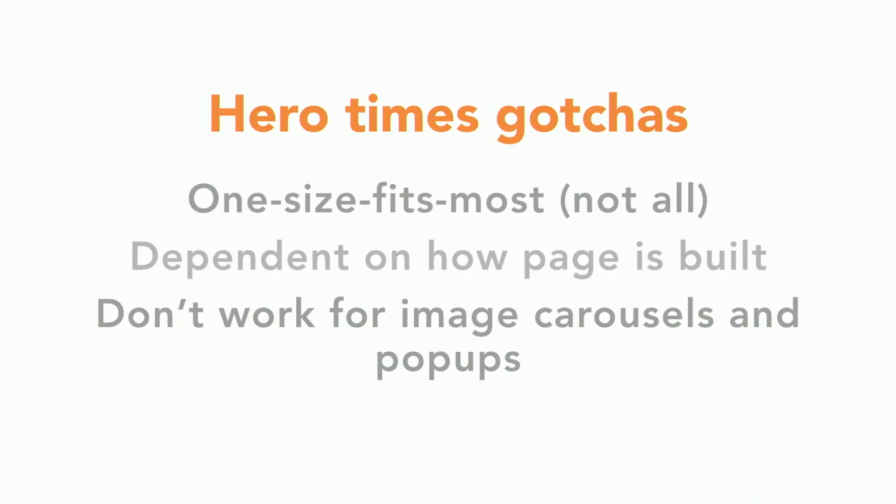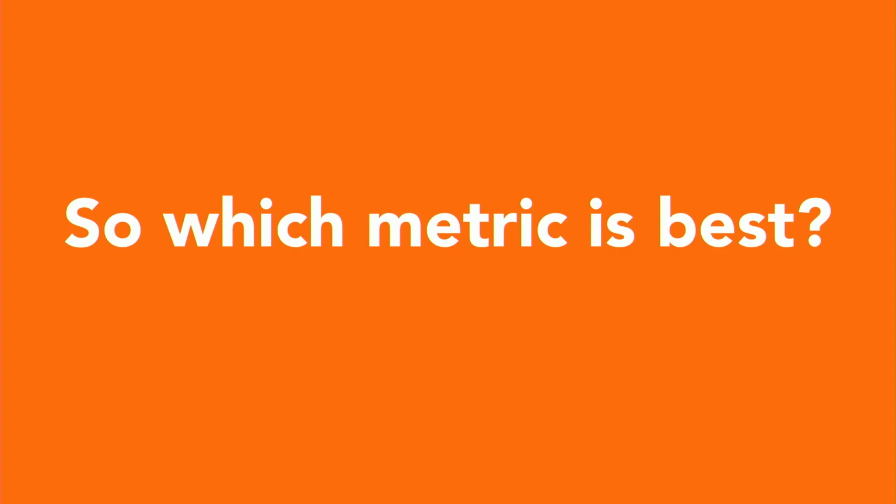However, there are gotchas, there always are. One size fits most, not all. They don't work on all pages. It's really dependent on how the page is built. The largest background image and largest image don't typically work on pages where there are pop-ups or image carousels, and kind of just break how that metric is collected. So it's good to know that these metrics exist. Are they one size fits all? No. So which metric is best of all the ones that I've just talked about? I've said the pros and cons of each.